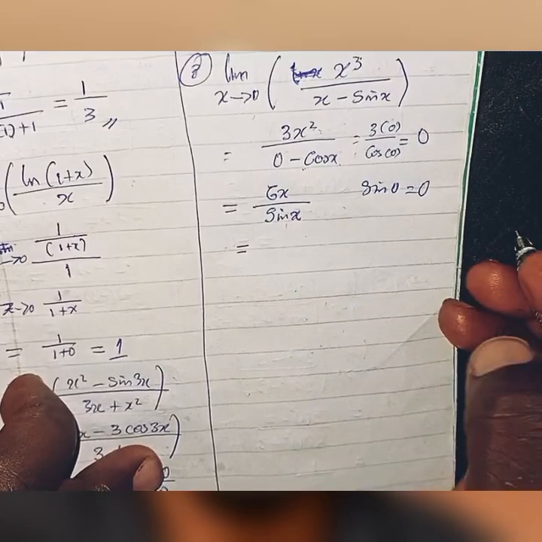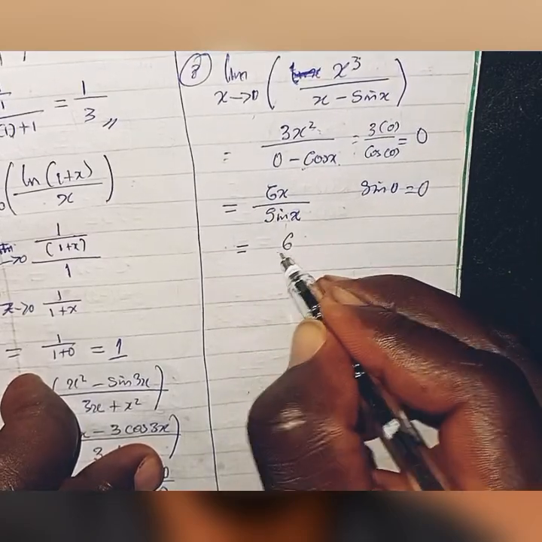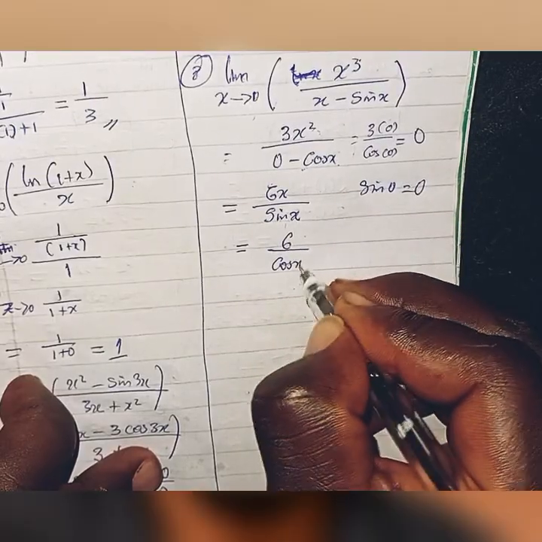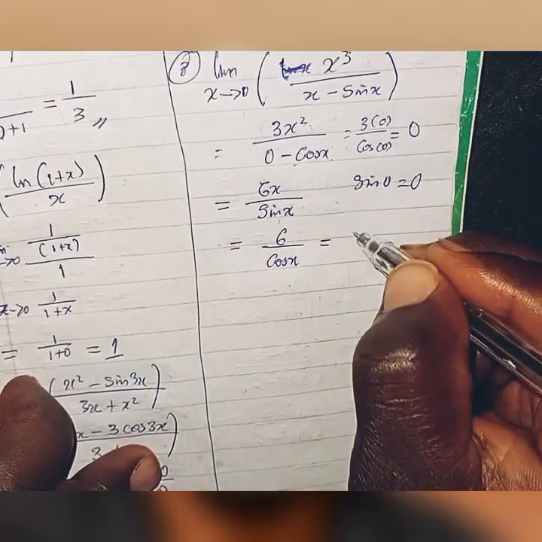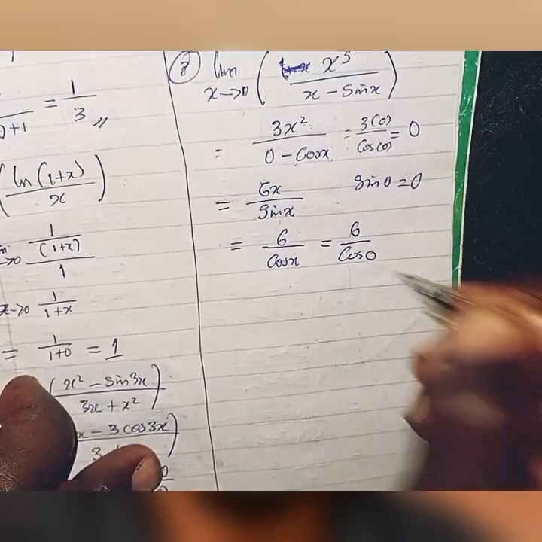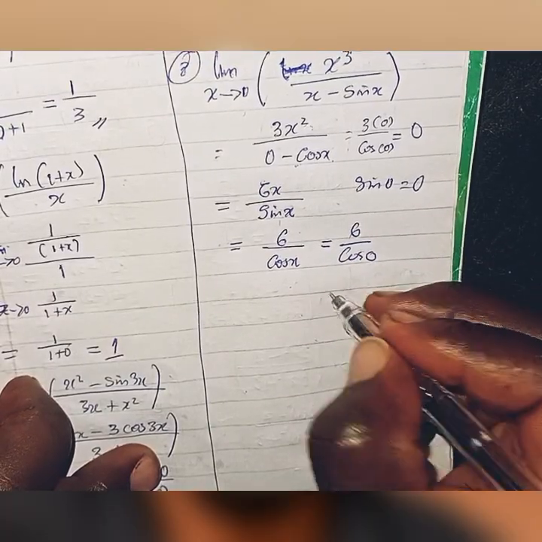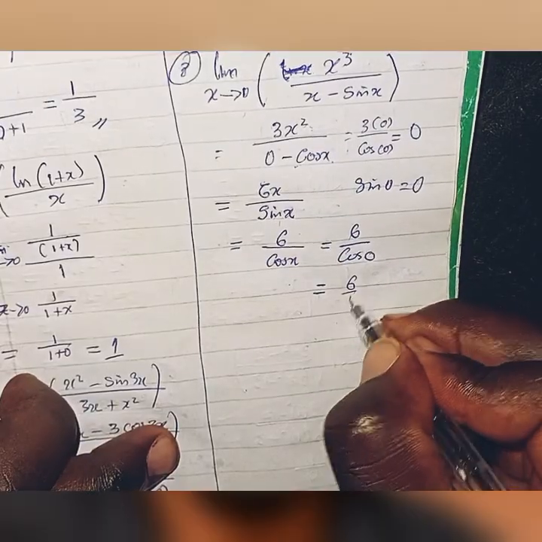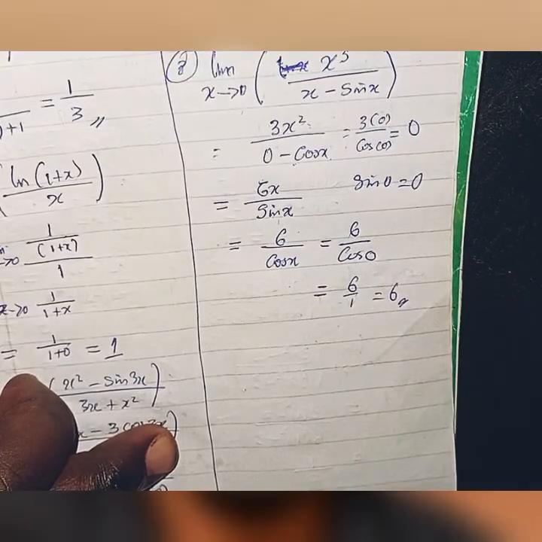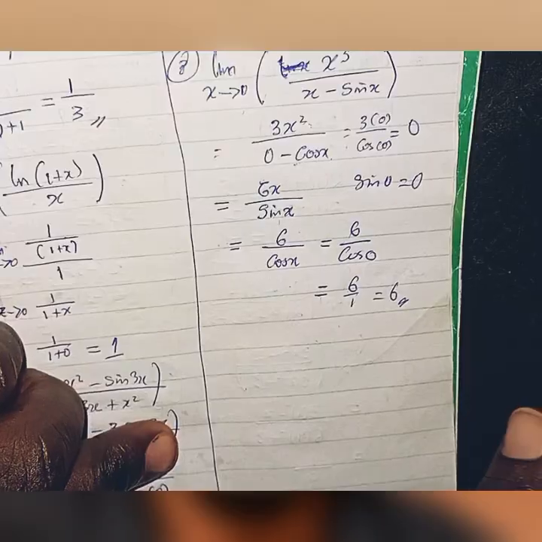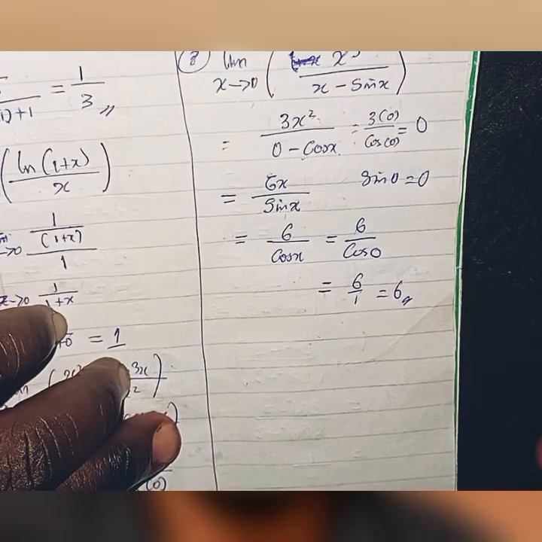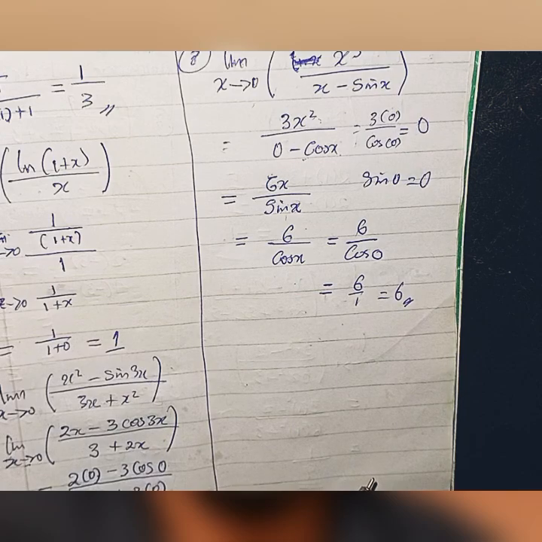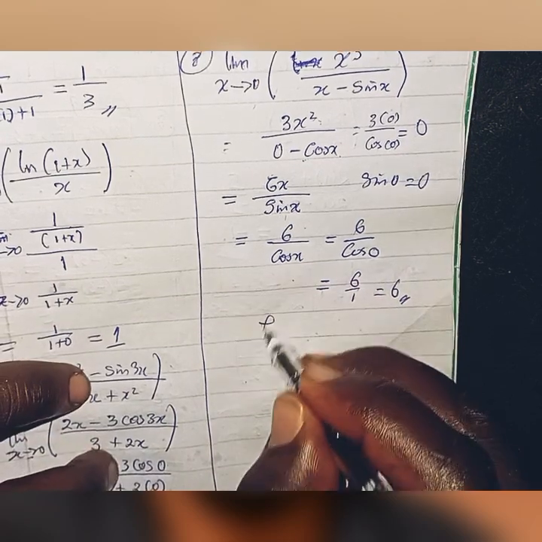Since I can still differentiate again, if I differentiate 6x, I will have 6, and if I differentiate sine x, I will have cos x. So now I can put my 0 into this. Remember, cos 0 is 1, so we have 6 over 1. So our answer is 6. So these are the questions on sine and cosine. Now let's go to a question with infinity.